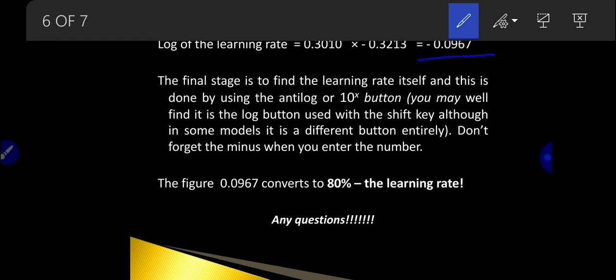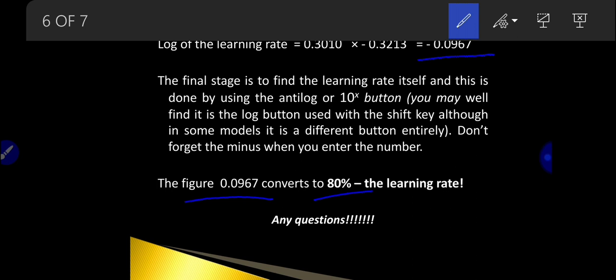Now the final stage is to find the learning rate itself, and this is done by using the anti-log or 10 power x button. If you want to get the anti-log of negative 0.0967, just press the shift key and the log button. Then you come up with the learning rate as a decimal. When you antilog negative 0.0967, the antilog of this is 80%. So 80%, that is the learning rate.